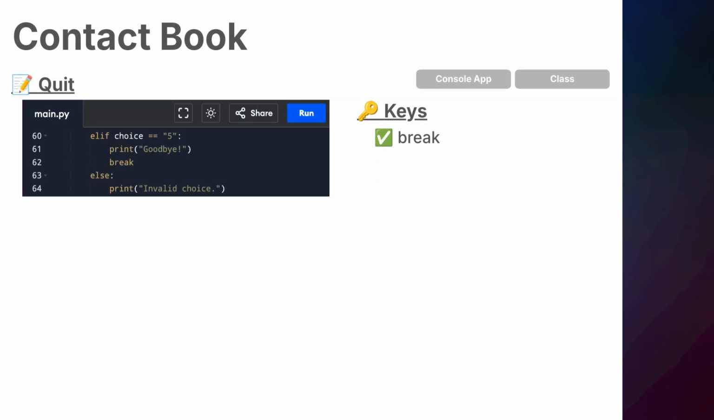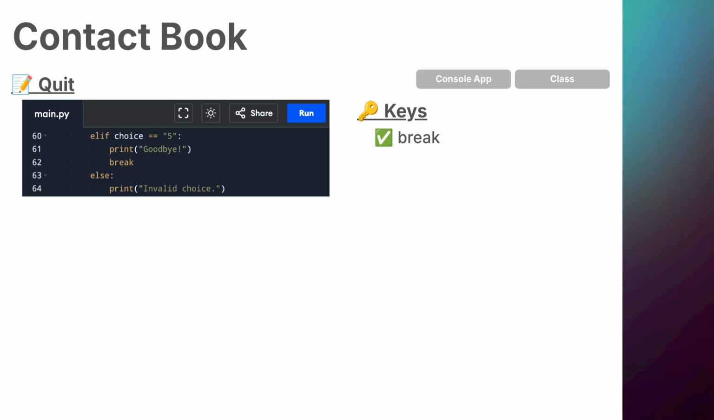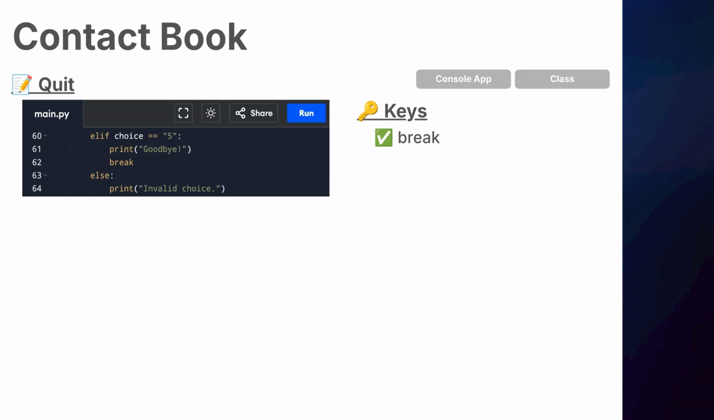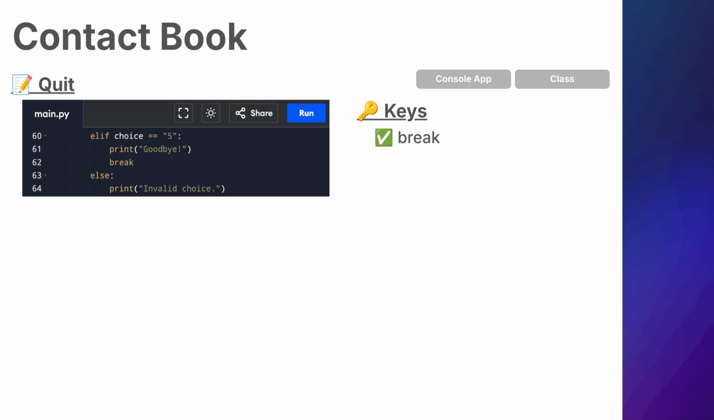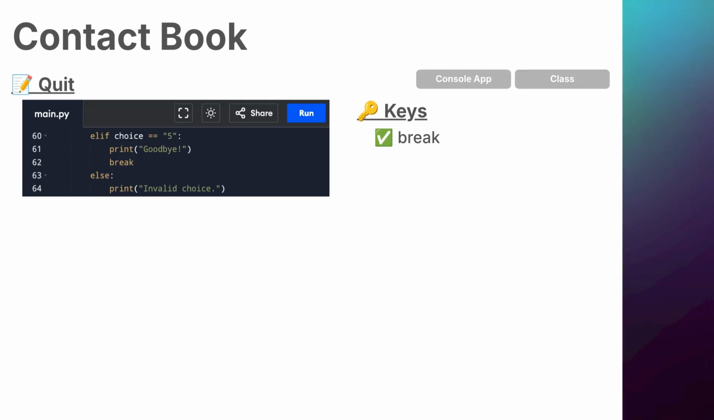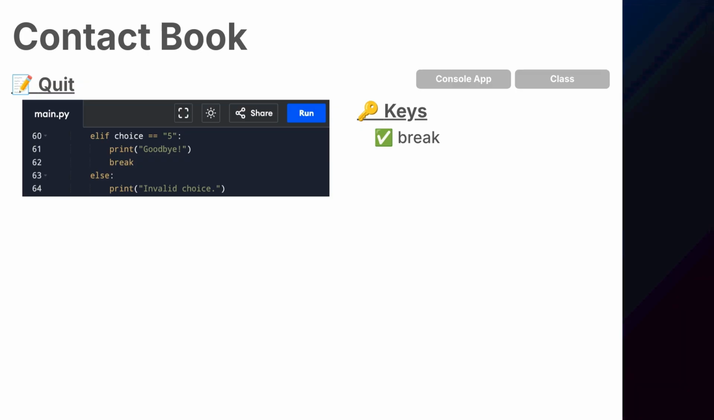Okay, let's take a look at this last part one by one. This section runs when the user chooses option 5 from the menu. Its job is to gracefully exit the program. The code checks if the choice equals 5. If it does, the program prints goodbye as a friendly message to the user.